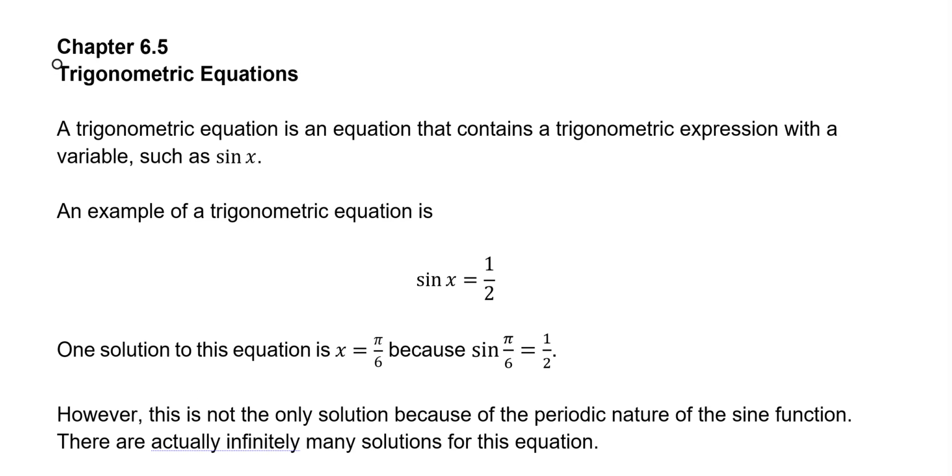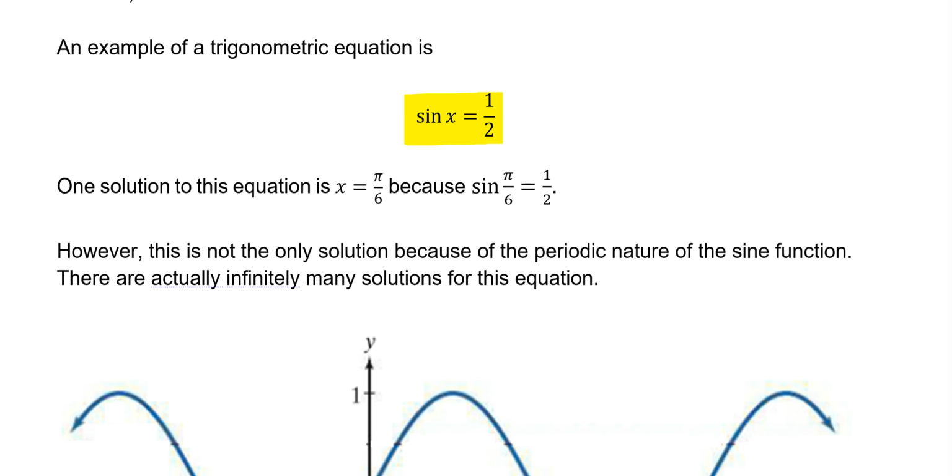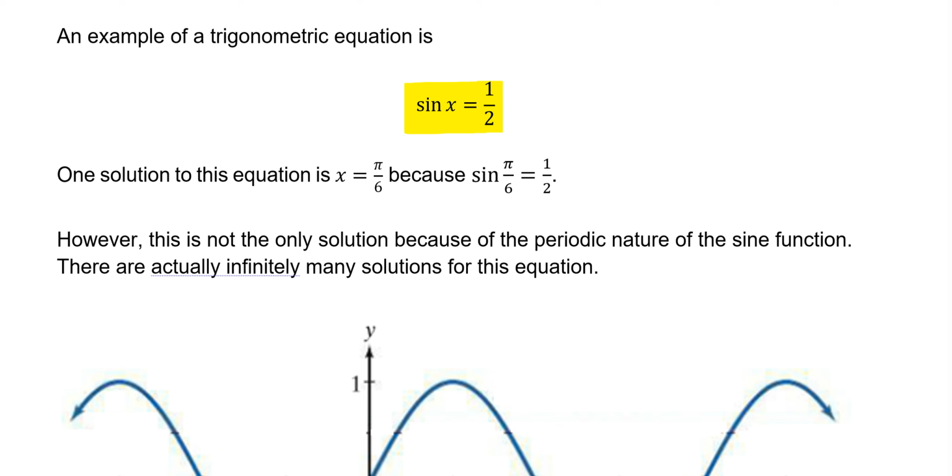Okay, in this section we're going to be solving trigonometric equations. So a trig equation is, of course, an equation that has the variable inside of one of the trig function inputs. An example of a very simple looking trigonometric equation is sine of x equals 1/2. It's an equation because there's an equal sign and we're solving for the variable, and it's a trig equation because the variable is inside the input for the trig function.